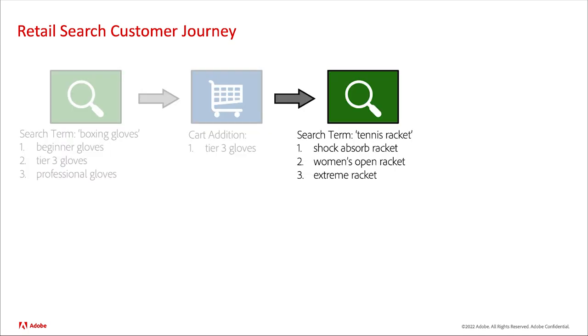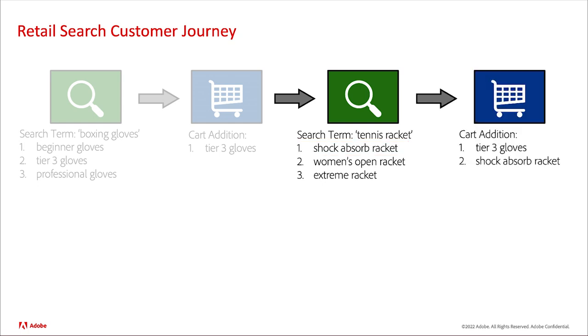Next, the user searches for a tennis racket, where again, they are presented with three different options: shock absorb racket, a women's open racket, and an extreme racket. They select the shock absorb racket and add it to their cart.